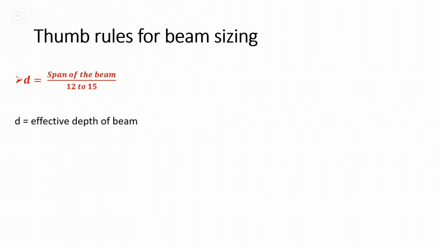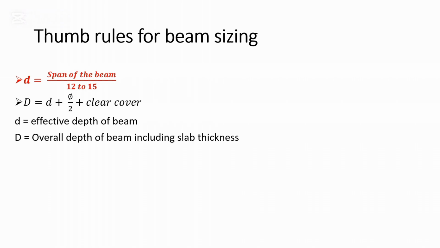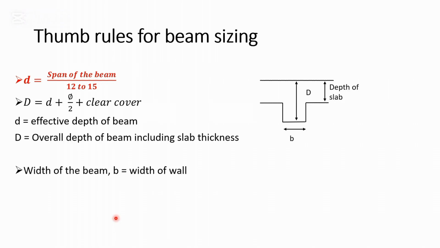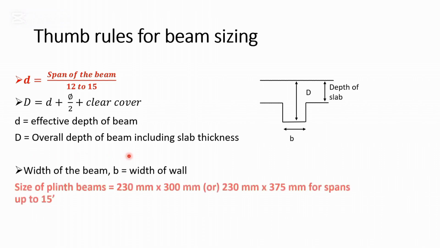Once you know the effective depth of the beam, you can easily calculate the overall depth of the beam. Please note here that the overall depth of the beam is including slab thickness as shown in this figure. Now, width of the beam can be considered as equal to width of the wall. We generally consider width of the beam as 230 mm, which is approximately 9 inches.